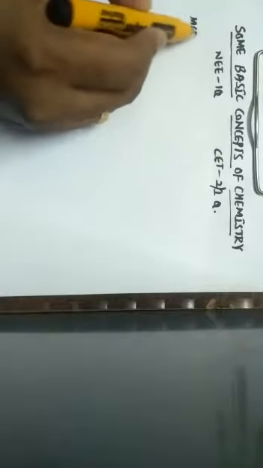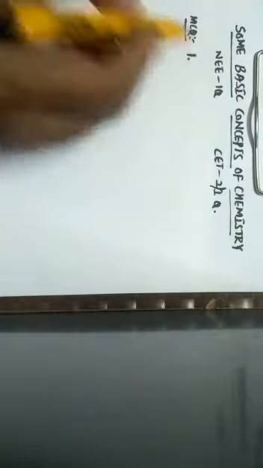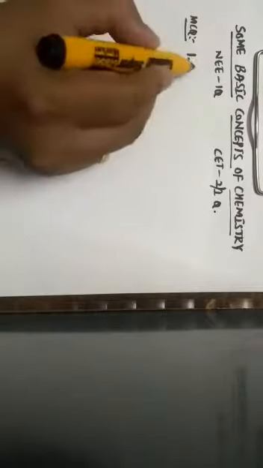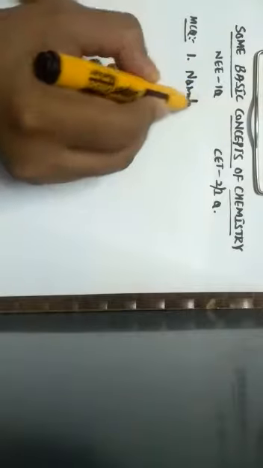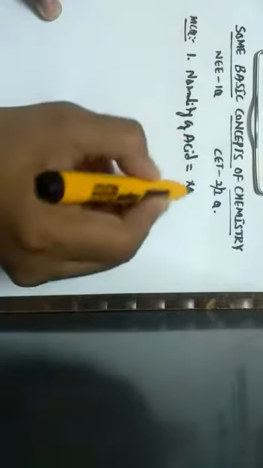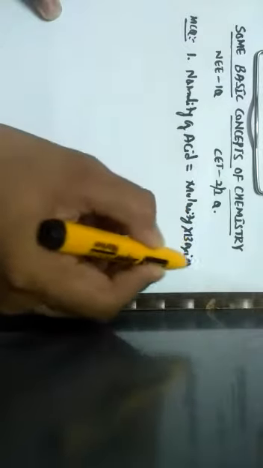Now let us discuss the different MCQs from the chapter Some Basic Concepts of Chemistry. First one: molarity of 0.2 normal sulfuric acid is. Normality has been given, and they are asking us to calculate the molarity. So here one should know the formula: normality of an acid is equal to molarity into basicity, because it is an acid. For acid we consider basicity.